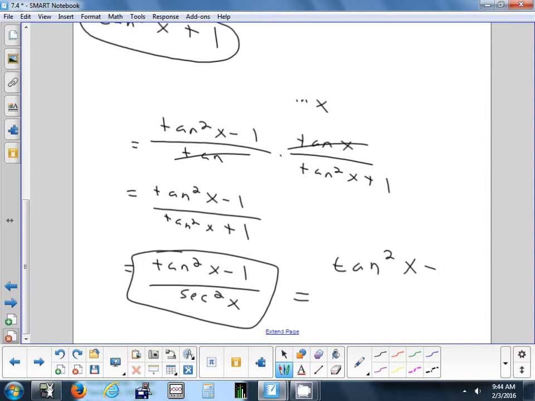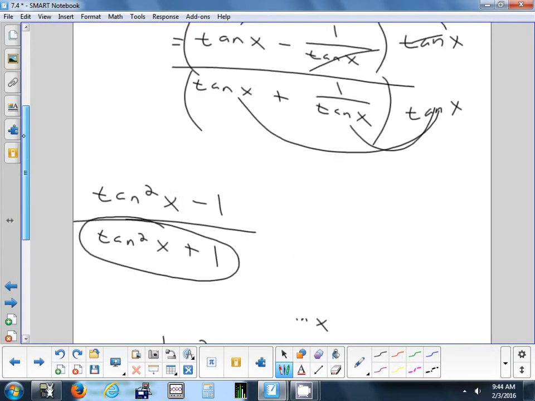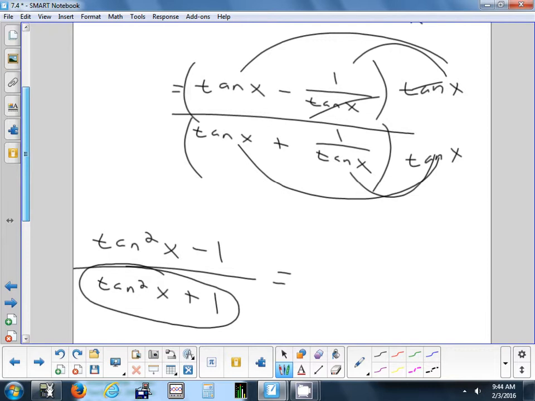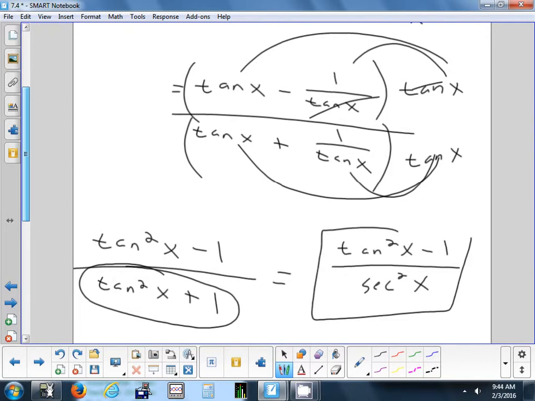Did anybody get that one? That first step? Any questions on how we did it now that I showed you? Sometimes it's that first step that's really important. If that step goes wrong, it kind of sets up the rest of the problem to be difficult.